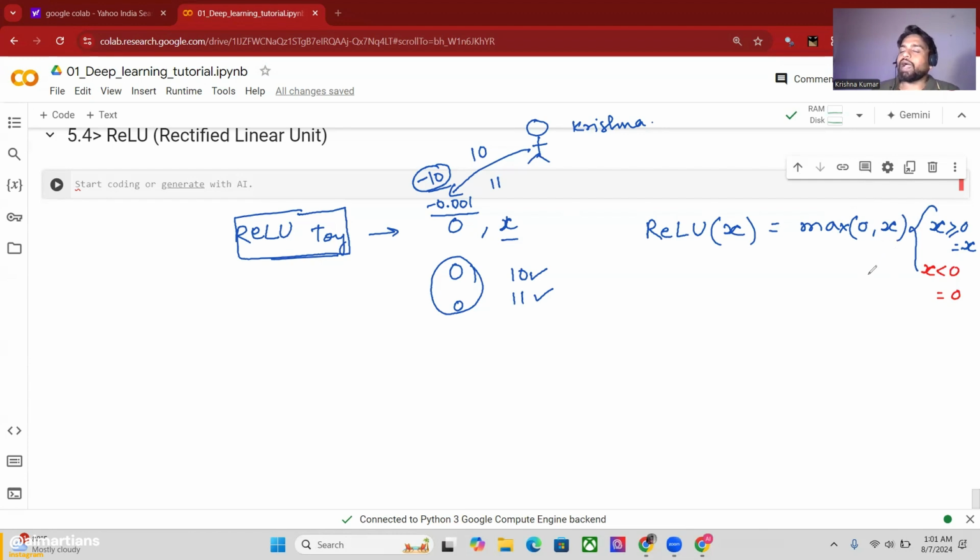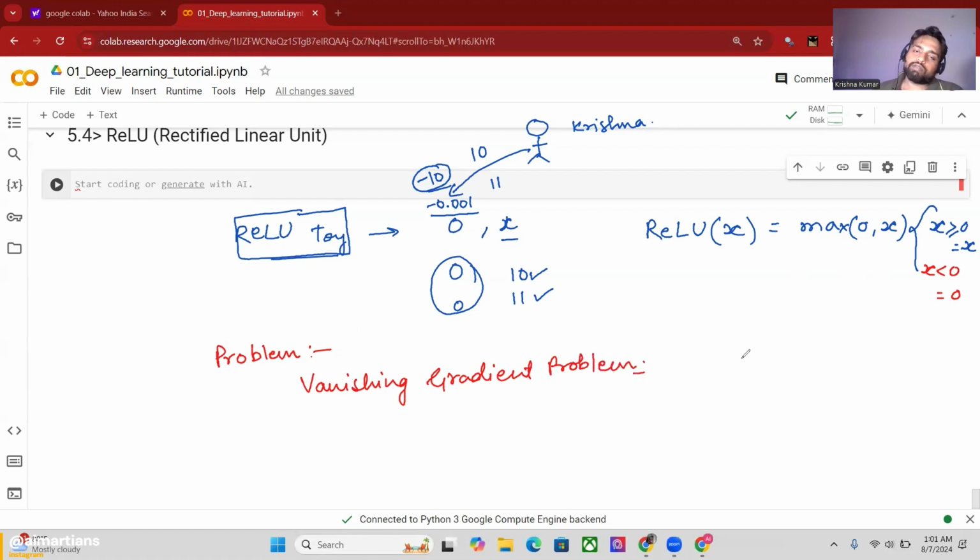So why is it required? Basically a kind of problem starts happening in machine learning training, which is called the vanishing gradient problem. Now what is it? So think about it. Let's say I just want to show you something. I already taught you about sigmoid and tanh, right? So let's talk about sigmoid first.